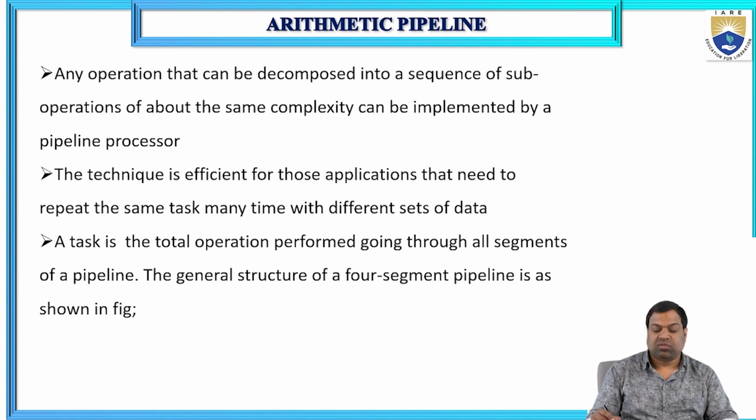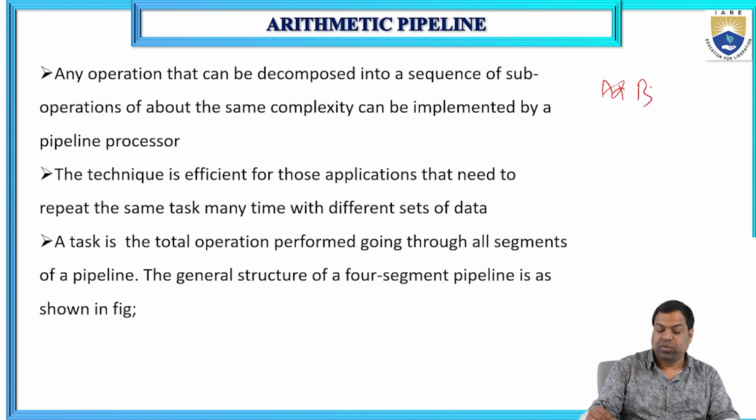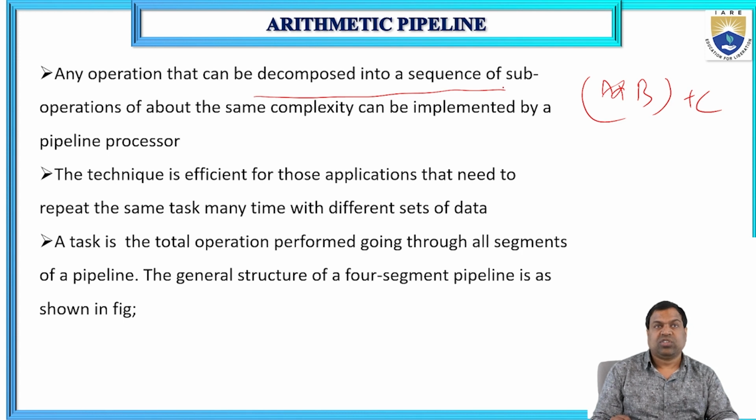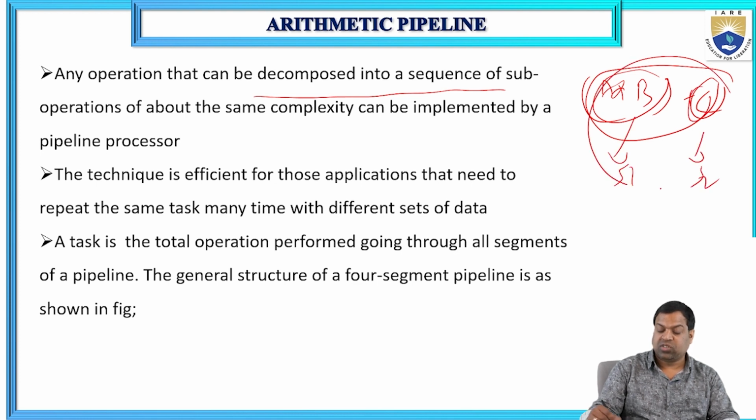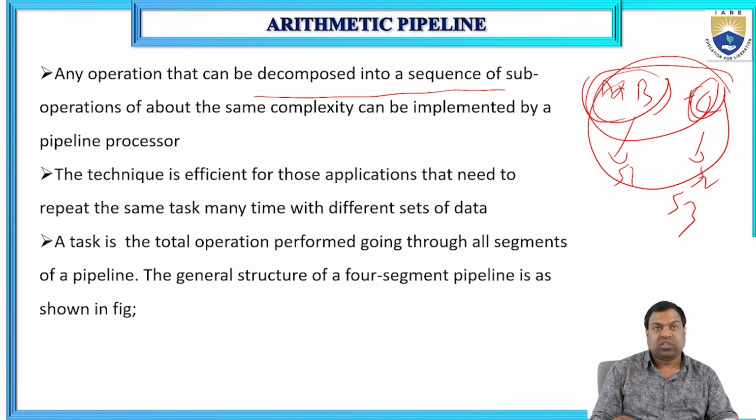So any operation, supposing here we are taking A into B plus C, any operation that can be decomposed into a sequence of sub operations. It is one, it is another, and it is a total. So segment one, segment two, and segment three. The technique is efficient for those applications that need to repeat the same task many times with different sets of data. A task is the total operation performed going through all segments of a pipeline. The general structure of a four-segment pipeline is as shown below.